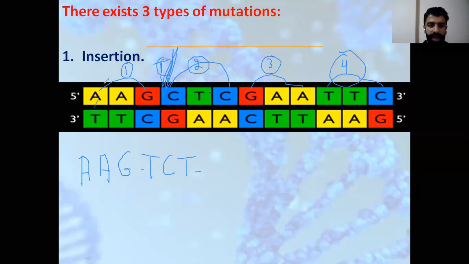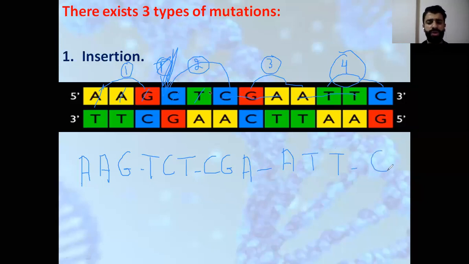So here I finished A, G. I put T, T, C, T. And then I have to continue: C, G, A. Then I have to continue: A, T, C. A, T, T, sorry. A, T, T. And finally the last one is a single nucleotide.